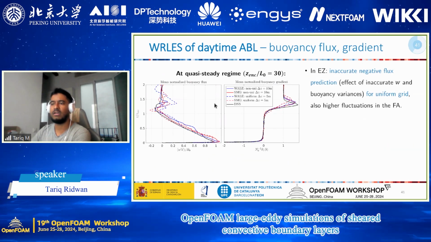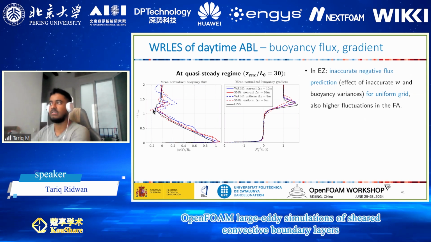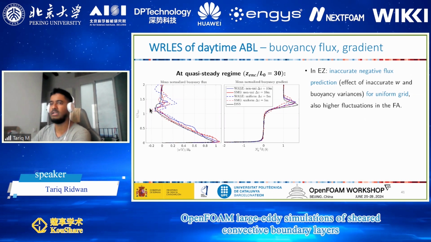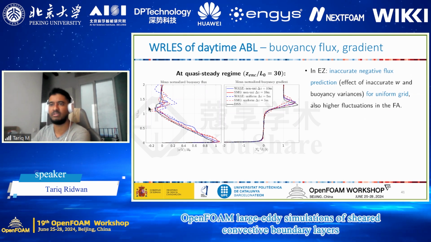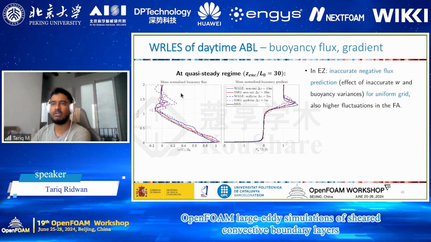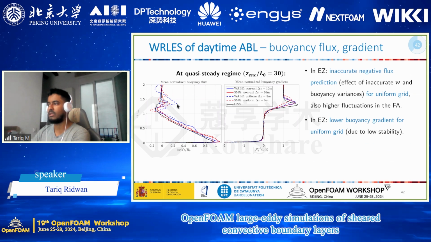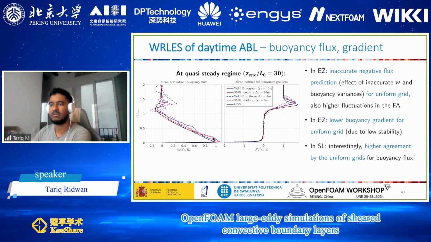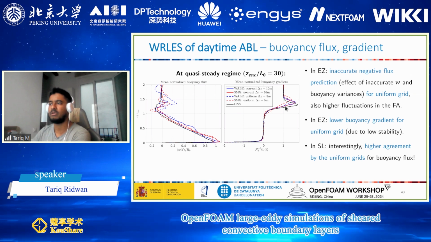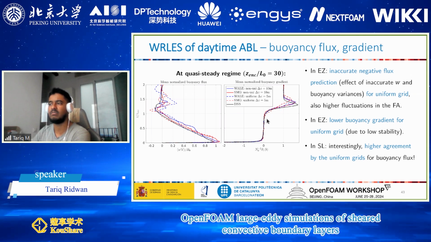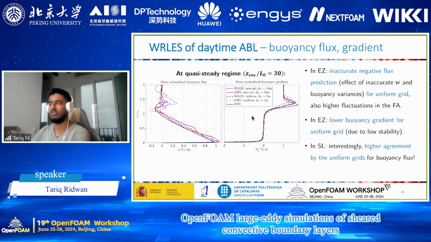Finally, moving to the buoyancy flux, we can observe again that the negative flux prediction is very high for the uniform grid. It is the effect of the inaccurate prediction of buoyancy and vertical velocity, as mentioned in the previous slide. The uniform grid also has higher fluctuations in the free atmosphere. And in the surface layer, interestingly, we have a better prediction for the uniform grid. So in summary, the non-uniform grid has better prediction, although it has a higher vertical cell height in the mixed layer, but it has a lower first cell height, which resulted in better prediction for the non-uniform grid.